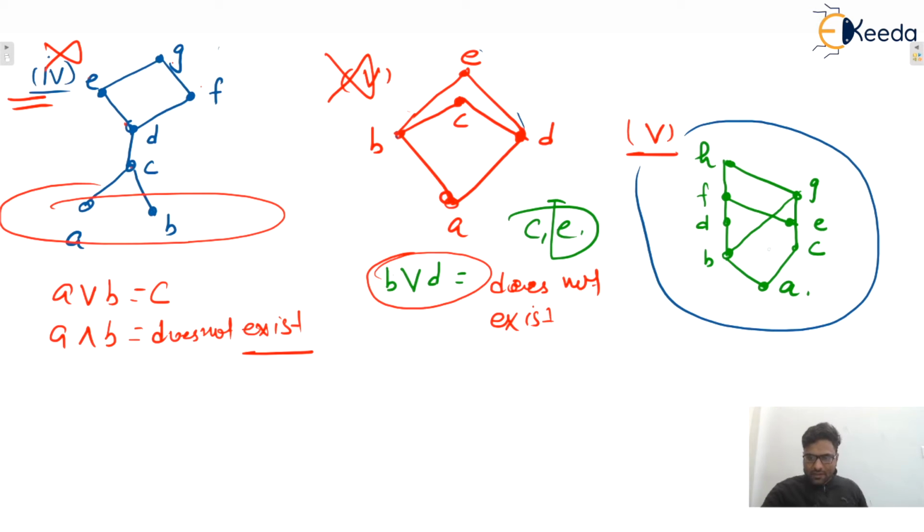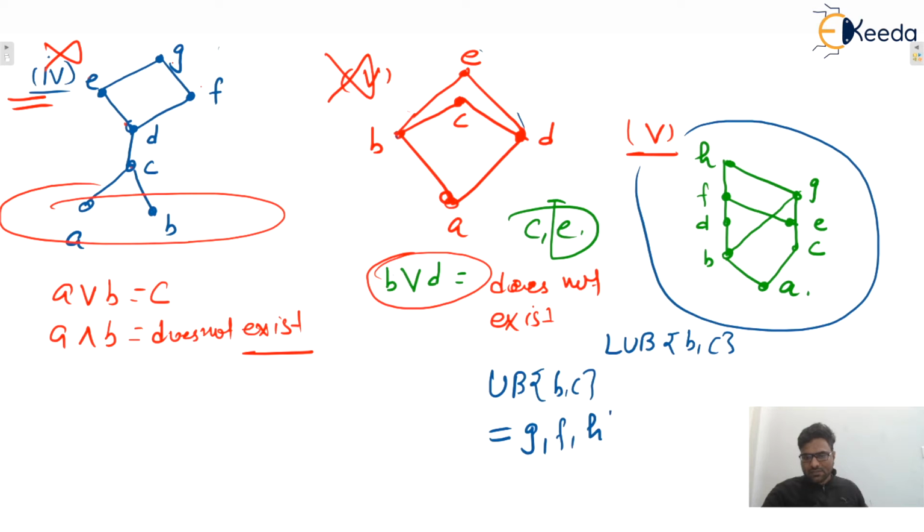Here we can pick any element. Let's say, what is the least upper bound of B comma C? The upper bounds of B comma C will be G, then F, then H. We cannot say that E is an upper bound because E is greater than C but not comparable with B. Similarly, we cannot take D. So among G, F, H, which one is least?